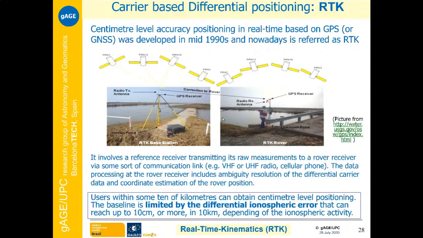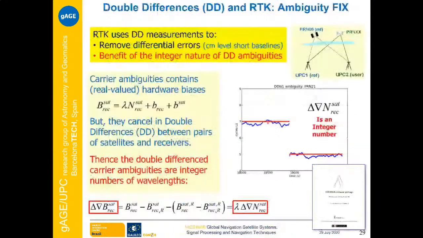One of the main error sources is the ionospheric error, the differential ionospheric error. And this ionospheric error increases with the baseline, and this is the most limiting factor for carrier phase differential positioning, in particular for RTK. Then there is a limitation in the baseline, and this limitation is due mainly to the atmospheric propagation errors.